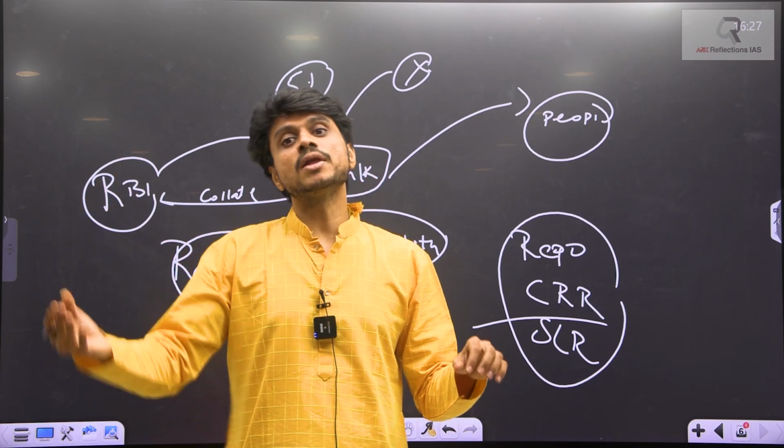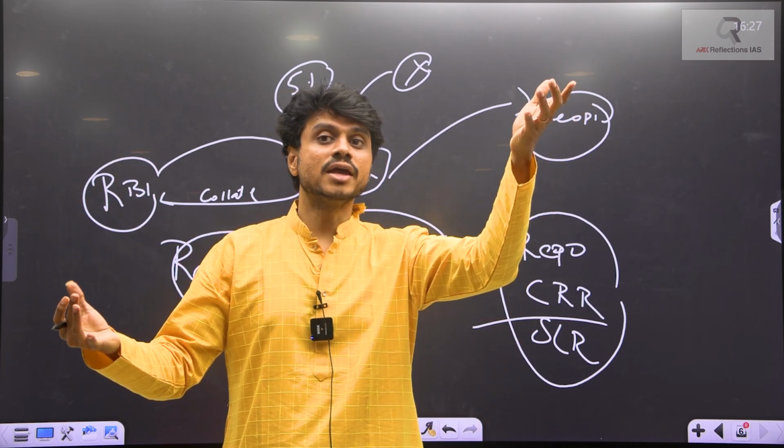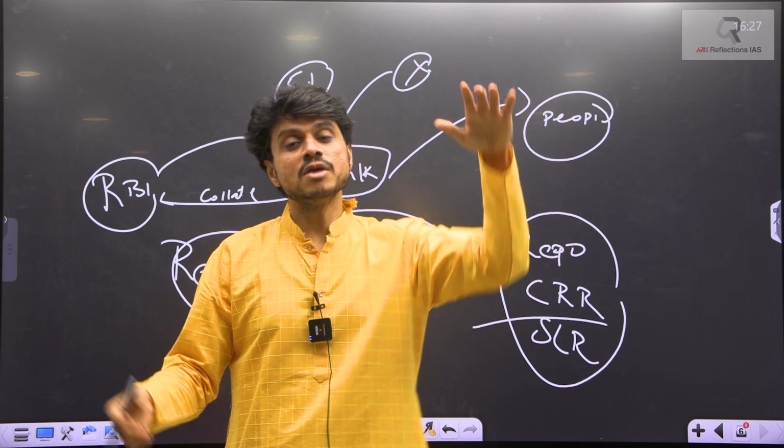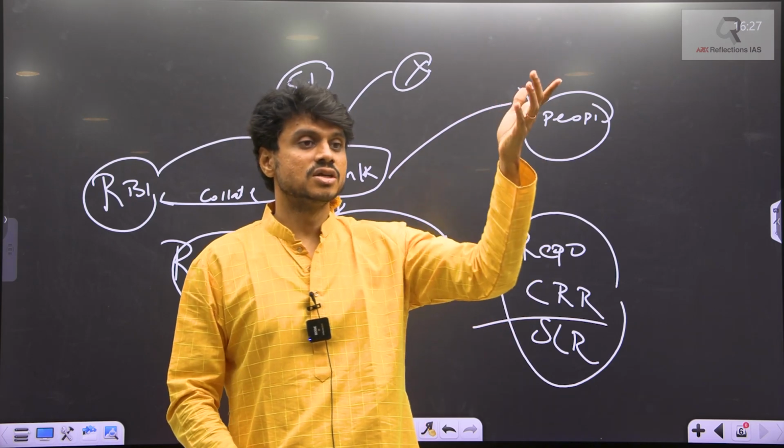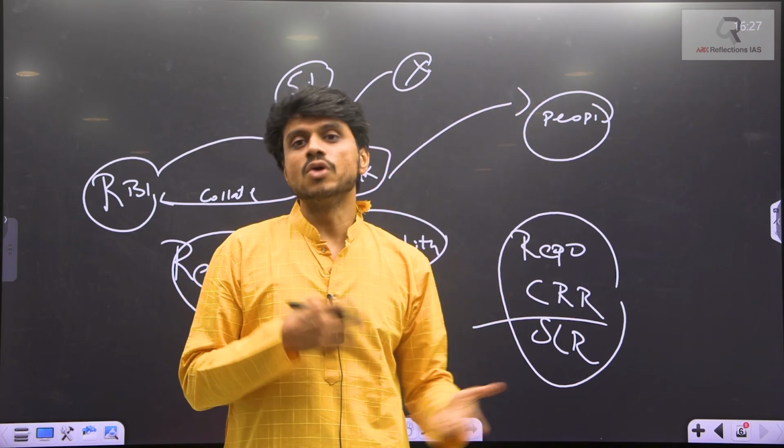Suppose the supply could not match the demand, then again there is an inflation possibility. So RBI will again raise the interest rates. It will increase the interest rates. So this process keeps on happening.